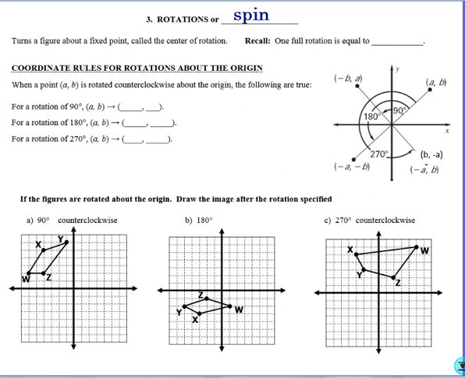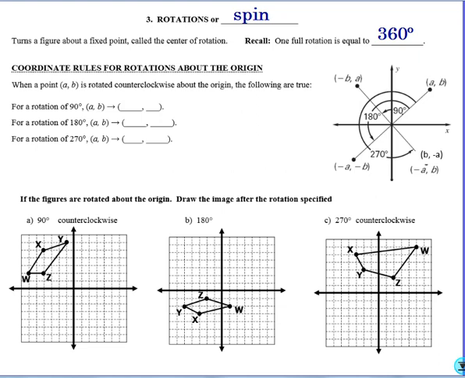We can typically rotate something any amount of degrees. Typically in this class we'll be looking at 90-degree rotations, 180, and 270 degrees. Just keep in mind that a full rotation is 360 degrees. If I rotate something 360 degrees, it puts you right back where you started.